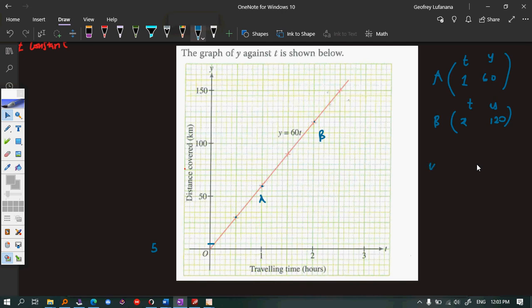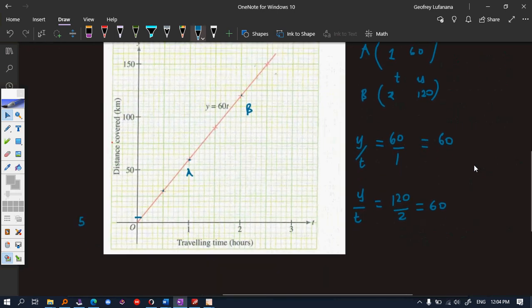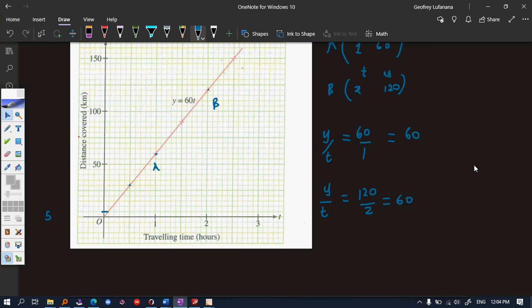So, I'm going to investigate the condition of proportionality. I'll do my y out of t from point A, which is 60 over 1, which is 60. And again, my y out of t from point B is 120 over 2, which is 60. Now, because these two satisfy that condition, it means that my y out of t is a constant. So y is directly proportional to t.